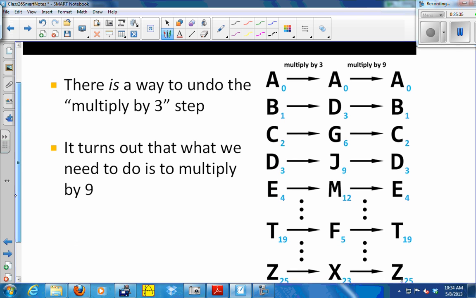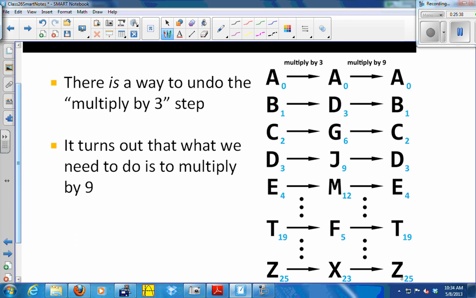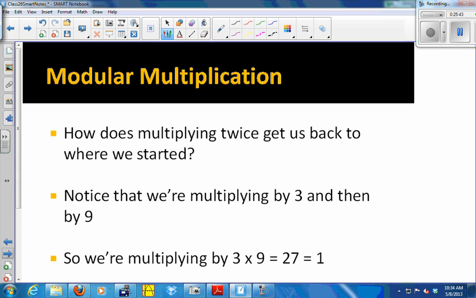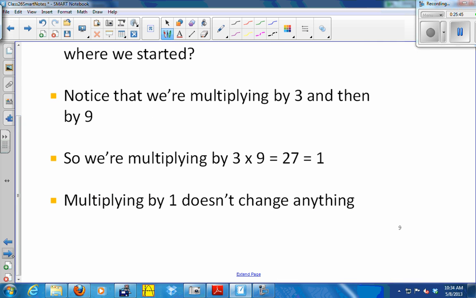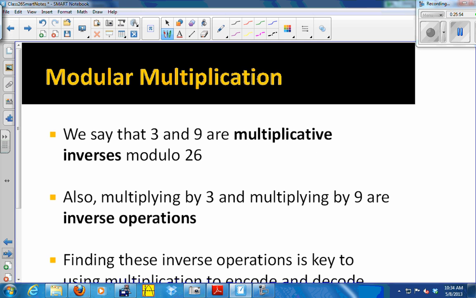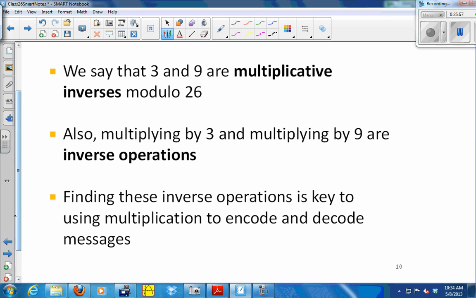With modular multiplication, you undo multiplying by 3 by multiplying by 9. How does that work? When you multiply by 3 and then by 9, that's equivalent to multiplying by 1, so you haven't changed anything and you get your original number back. 3 and 9 are called multiplicative inverses in mod 26, or inverse operations. They undo each other.